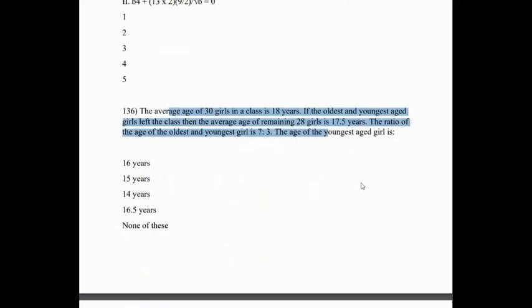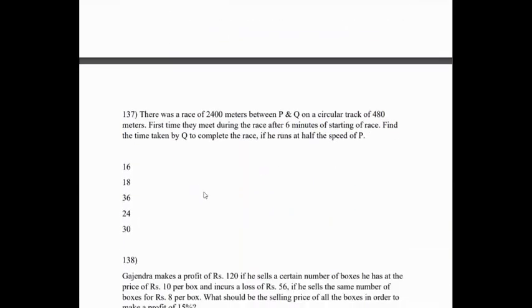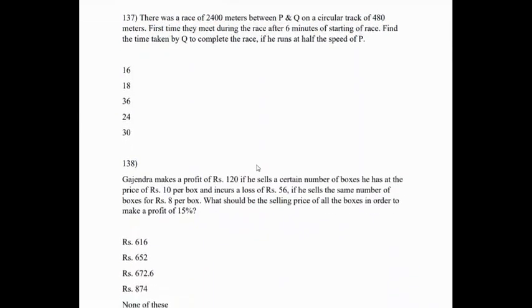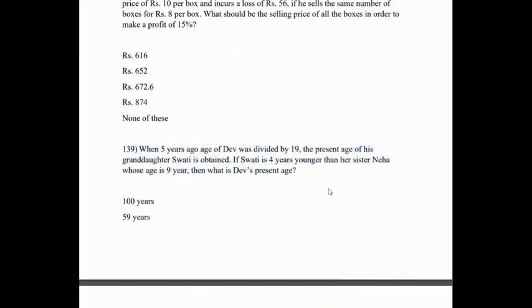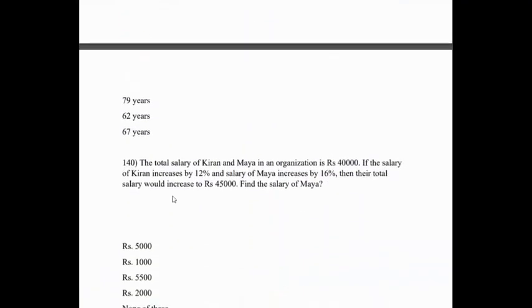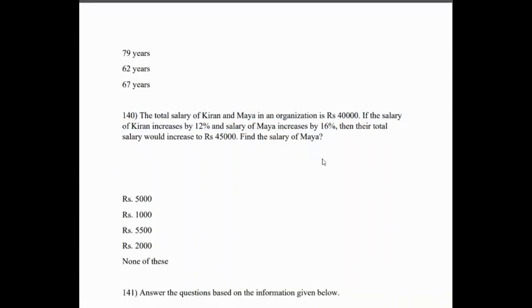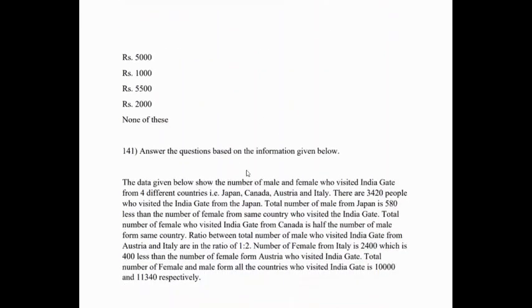So this is also based on age. So this is the second question on age. Okay, and this is based on the race, that is speed and distance. And again one more question on profit and loss, and again one question on age. So 3 questions on age, 2 on profit and loss, and 1 on simple interest. Okay, see one more question on investment. If the salary gets increased by some percentage, then what will be the answer? Like that, a question has been asked.